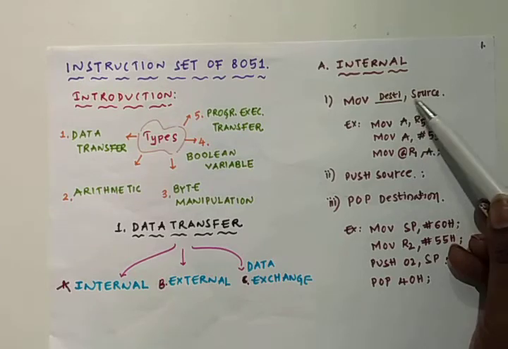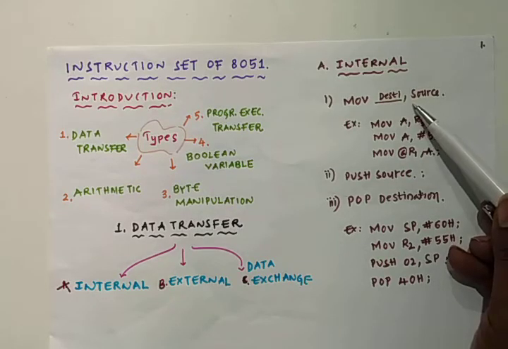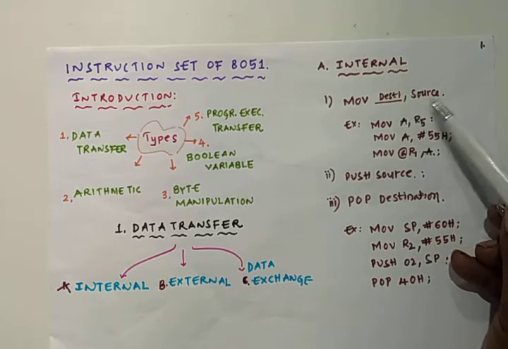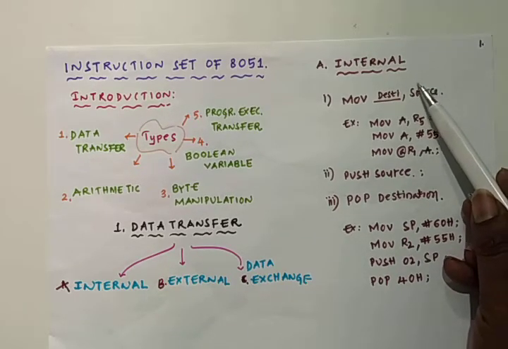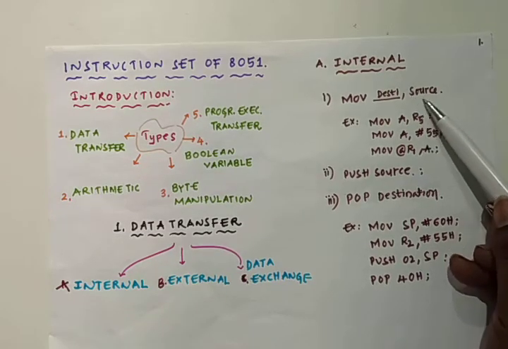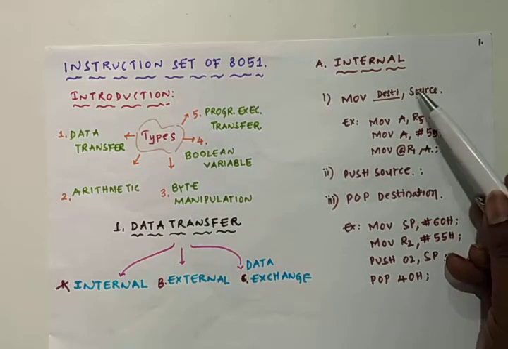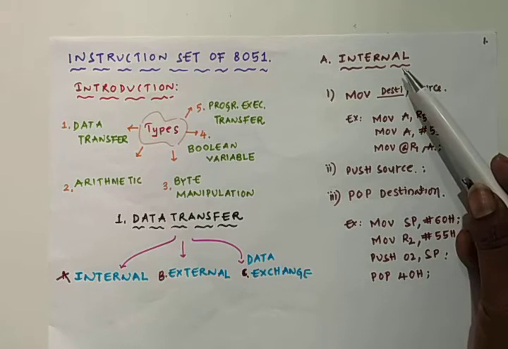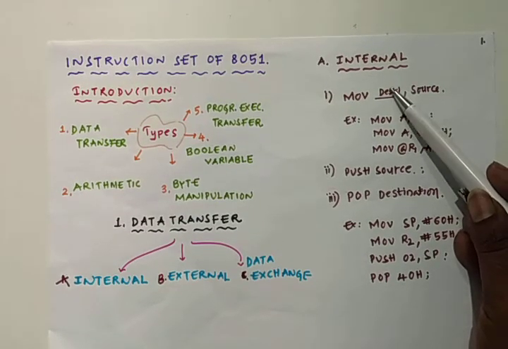This is the syntax of the internal data transfer. The operation is that the MOV instruction copies a byte of data. Here the source operand has the byte of data, and the MOV instruction copies that byte of data and moves it into the destination.